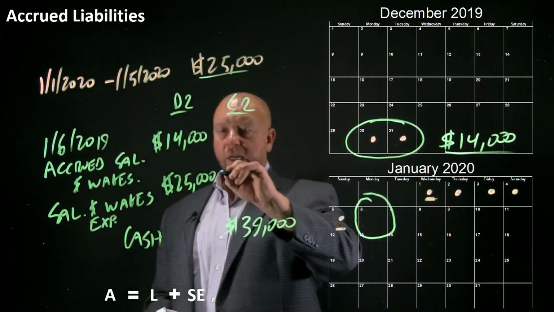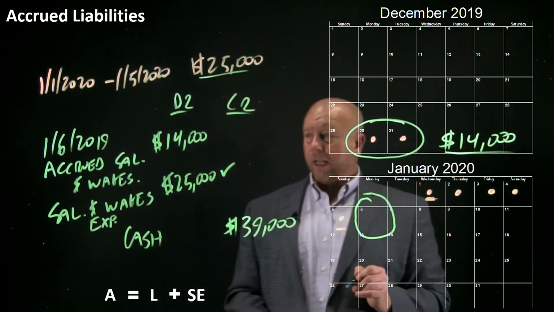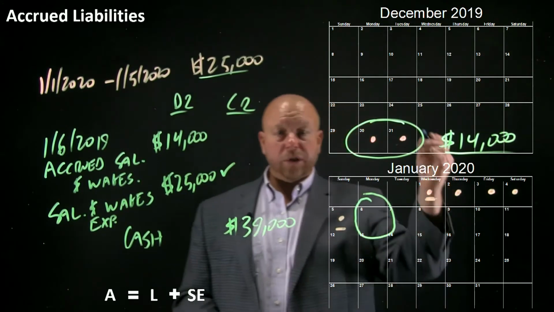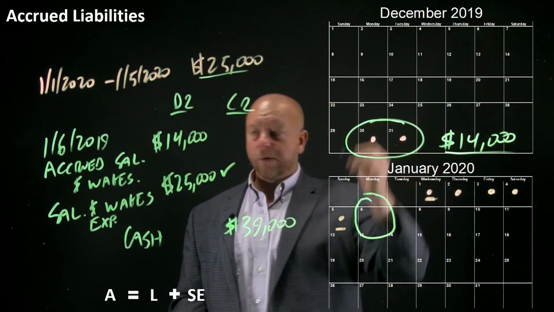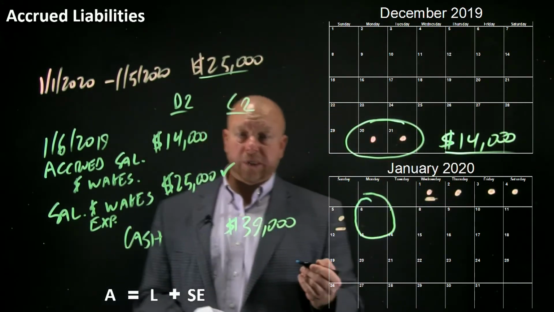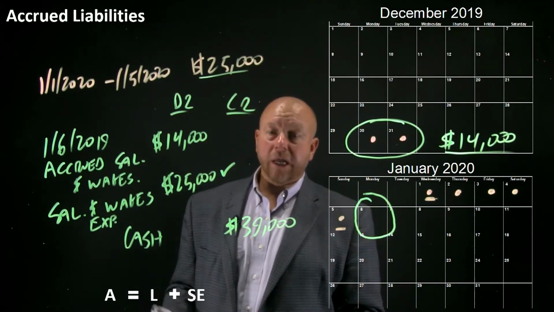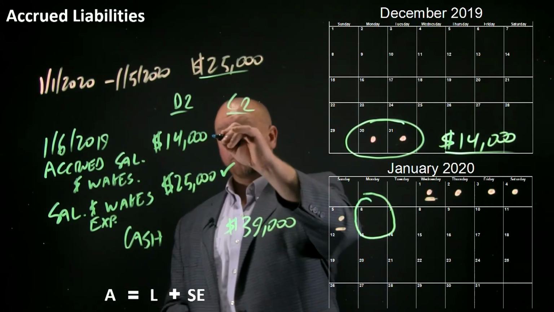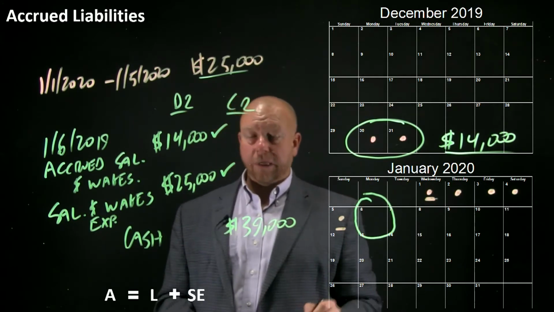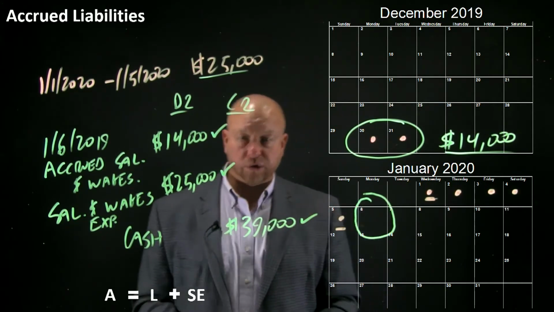So it's okay to put that on the income statement, whereas the amount that's attributable to the previous year should not go on the 2020 income statement. It's already been reported on the 2019 income statement. So instead, we get rid of the liability. And then, of course, the cash goes away.